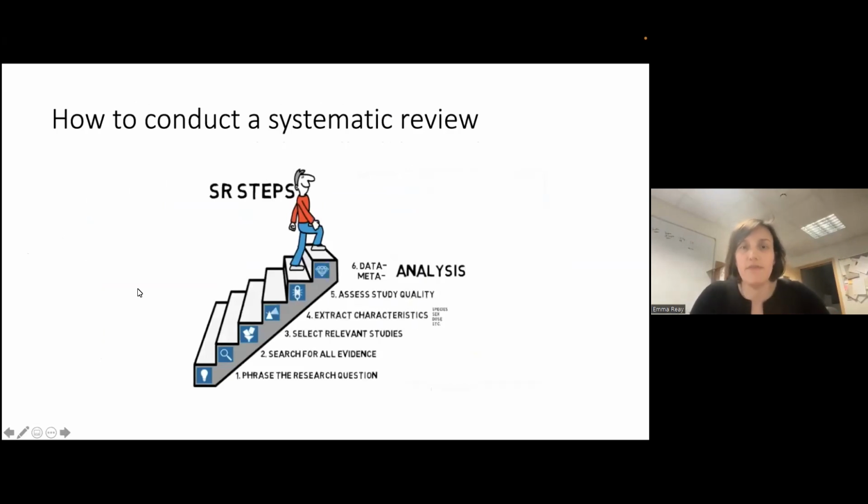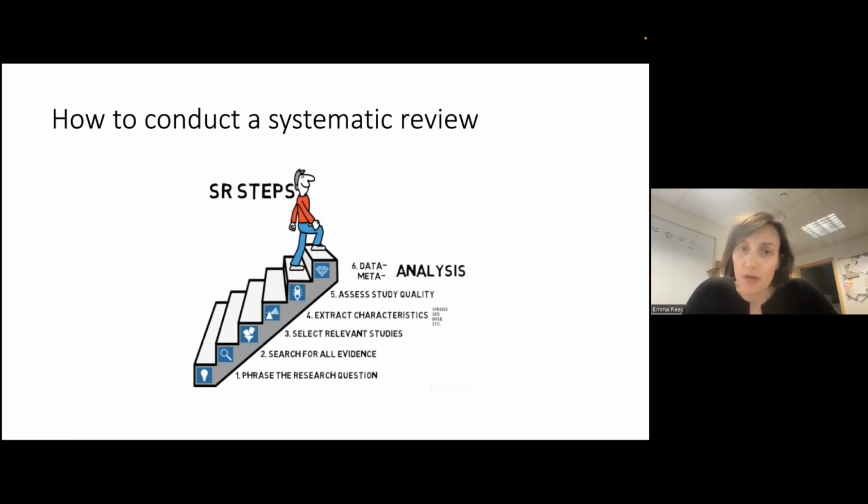So how do you actually physically go about doing one of these systematic reviews? It's a lot of work, and people who've done them say it's very rewarding, but it is a huge amount of work. But it starts, as with everything, with phrasing your research question. What do you want to find? What answer do you want to come up with?